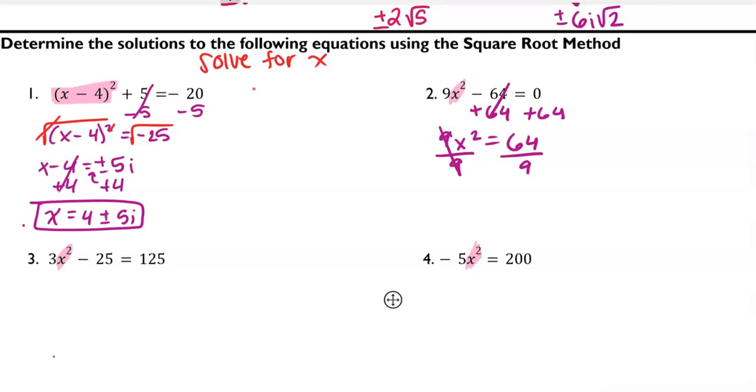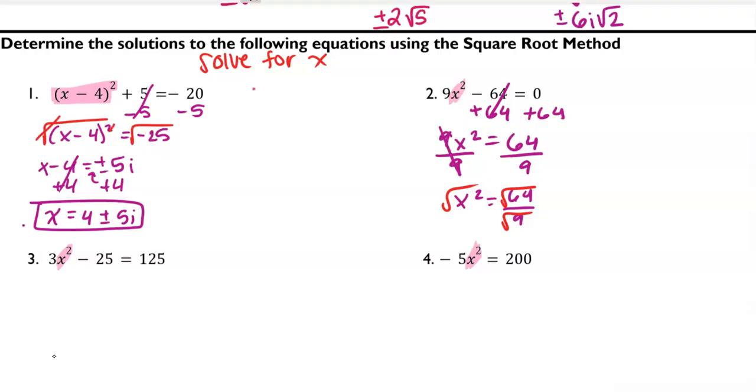64 divided by 9. We're not going to actually take that division because 9 does not go perfectly into 64. We get like 7.11111 repeating. So that's okay. We'll leave it as a fraction. Our next step, rewrite what we have. And we should see that our next step is to square root.